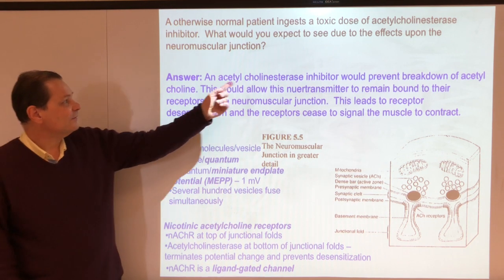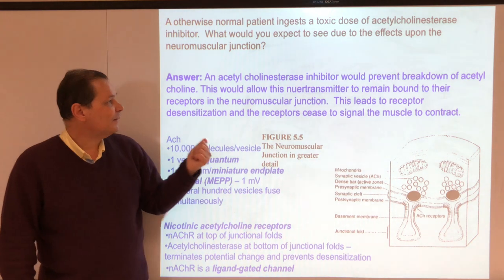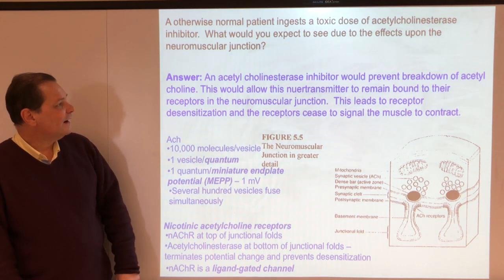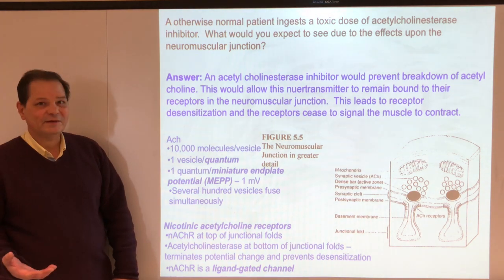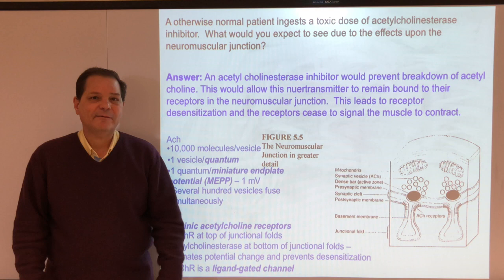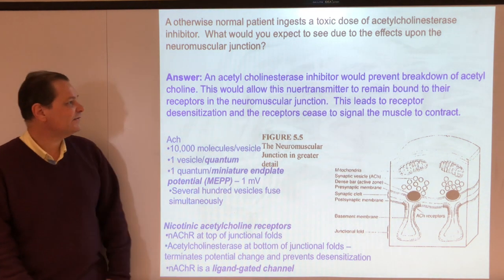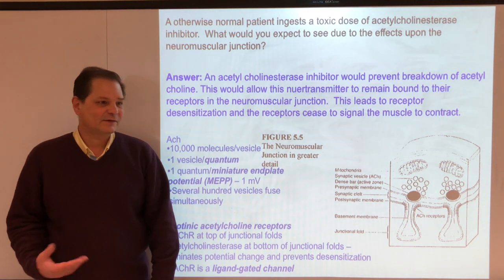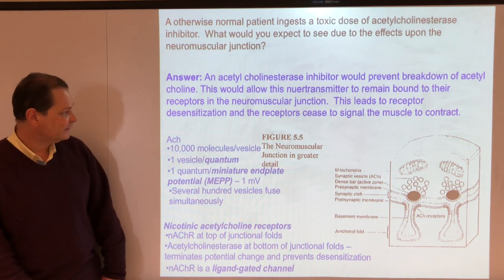Of course, the acetylcholinesterase inhibitor would prevent the breakdown of acetylcholine, because the neurotransmitter, ACh, would remain bound to the receptors for a long period of time, the receptors would desensitize and the muscle would cease to contract and you would get a flaccid paralysis.